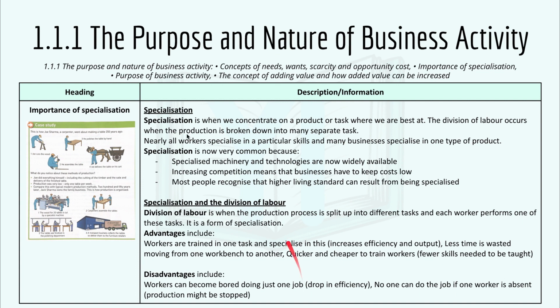Then we have specialization, the importance of specialization. Specialization is where we concentrate on a product or task that we are best at. The division of labor occurs when the production is broken down into many separate tasks. And nearly all workers specialize in a particular skill, and many businesses specialize in one type of product.